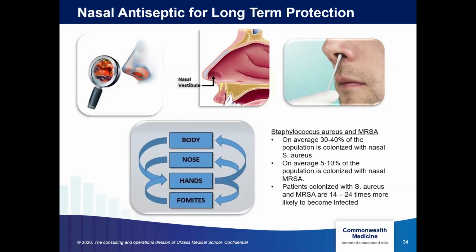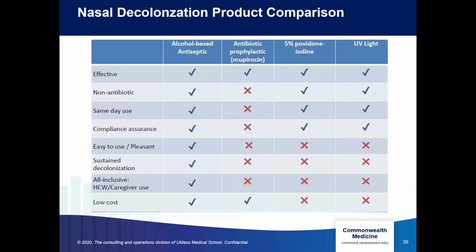So we get all those sources of transmission. Therefore, for many years now, we've been using various antiseptics in the hospital, especially before surgery or in the intensive care unit. There are some that are alcohol-based. There's an antibiotic prophylactic called mupirocin. There's povidone iodine, and there's even a UV light box that was developed to put into the nasopharynx to kill. So you imagine carrying that thing around with you all the time.